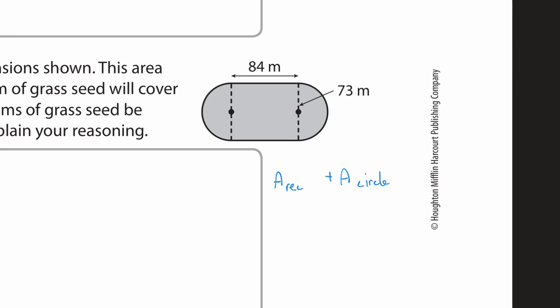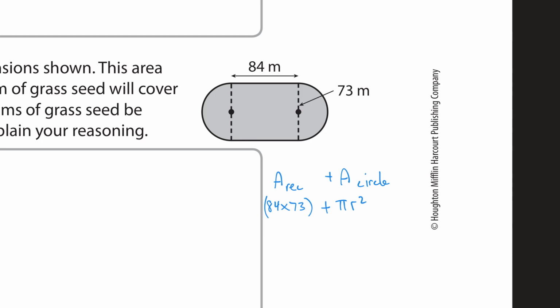One complete circle. So the area of the rectangle is 84 times 73. 84 times 73 is the area of the rectangle. I'll put that in parentheses there. Plus the area of the circle is pi times the radius squared. Now, what they're giving us here is the diameter. That's why I was able to say 84 times 73 is the area of the rectangle. The radius is going to be half of 73.